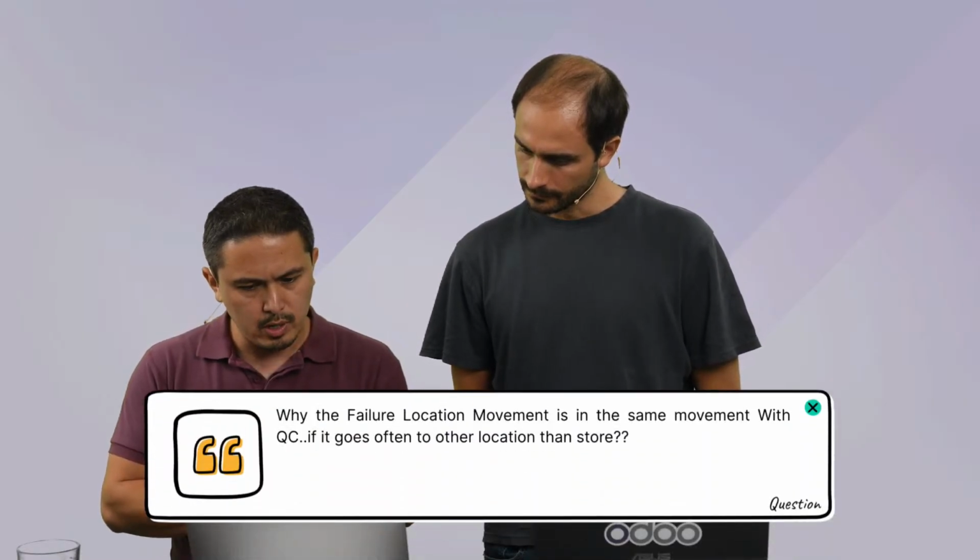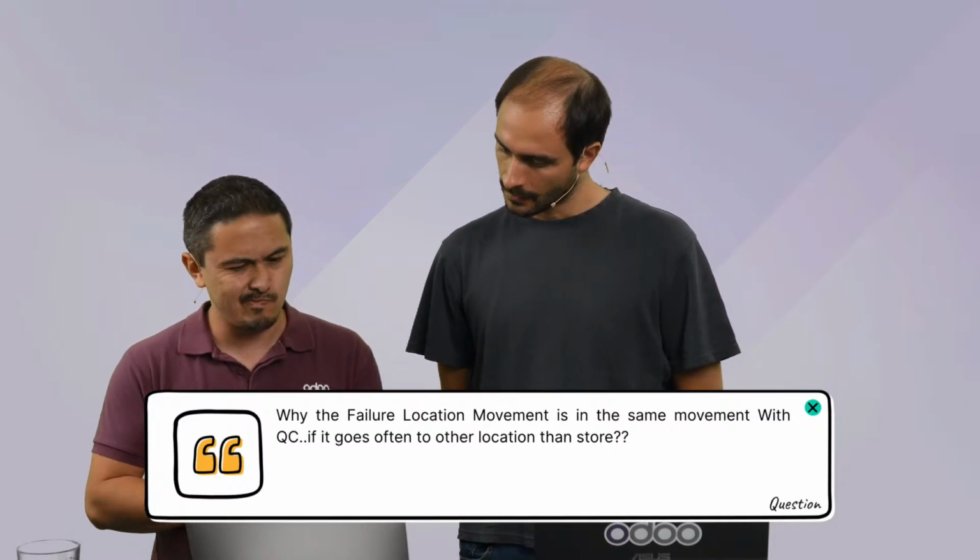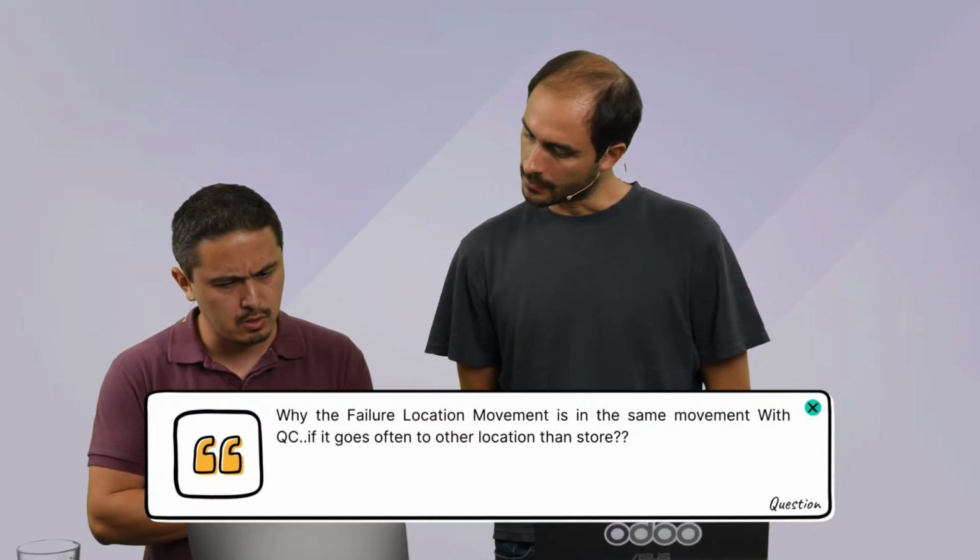Then we have another one about quality. Why is the failure location movement in the same movement with the quality check if it often goes to another location than store? Not sure if I understood the question. I'm not sure I understand the question either. Yeah, if you can elaborate a bit more. The one who asked here is Rod.